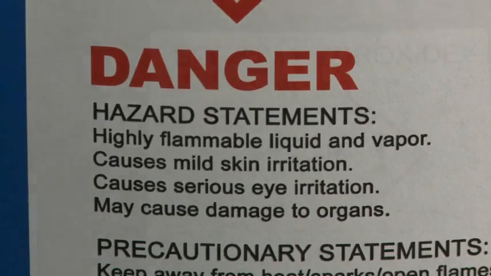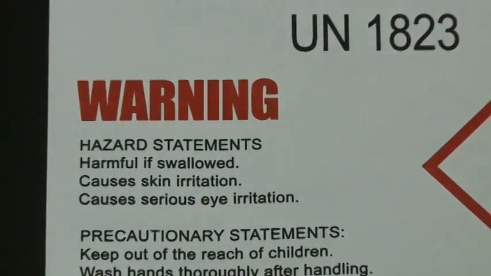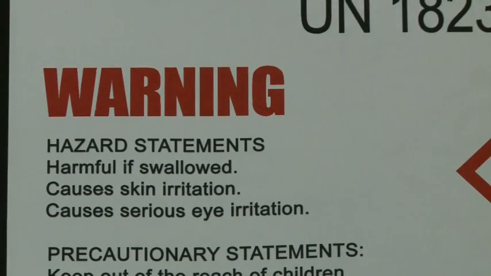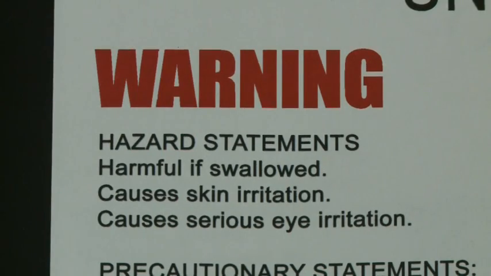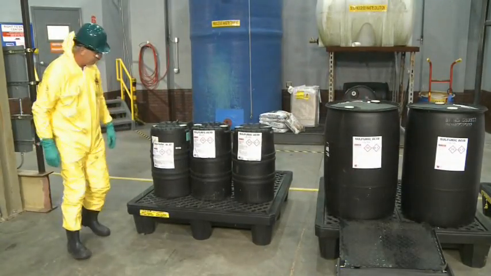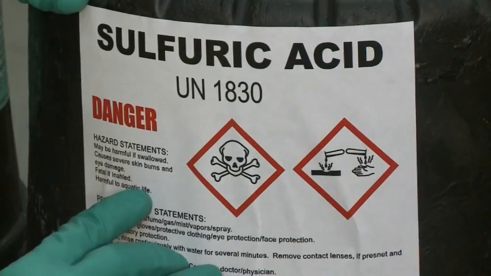The words danger or warning are used to emphasize hazards and indicate the relative level of severity of the hazard. The signal word danger represents a more severe hazard than the signal word warning. Only one signal word corresponding to the class of the most severe hazard should be used on a chemical label.